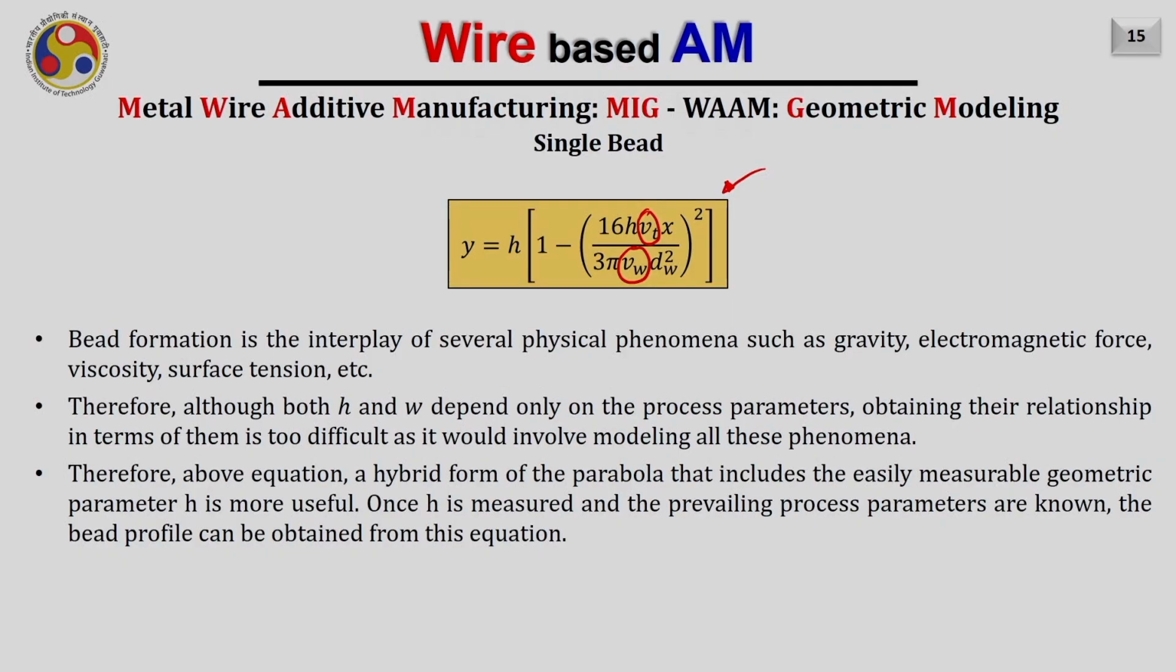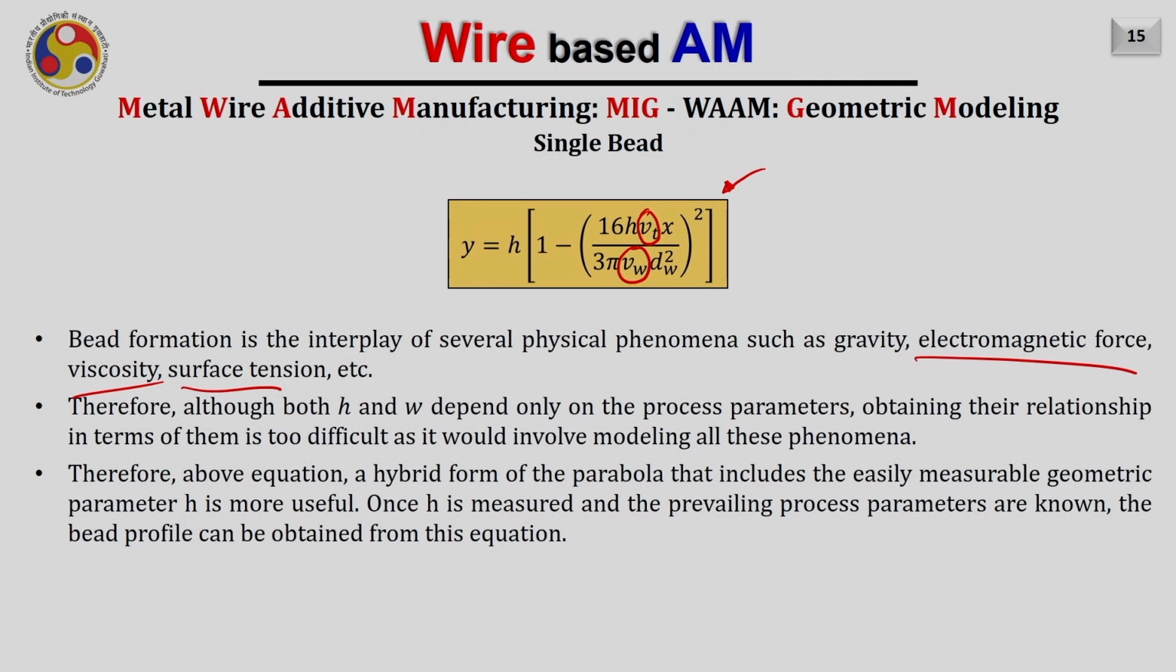However, this is a very simplified version of finding out the shape of the bead. The formation of the bead is usually an interplay of several physical phenomena such as gravity, electromagnetic force, viscosity, surface tension, etc. That part we have not considered here. Therefore, although both H and W depend only on the process parameters, obtaining their relationship in terms of them is too difficult, as it would involve modeling of all these phenomena I mentioned here.